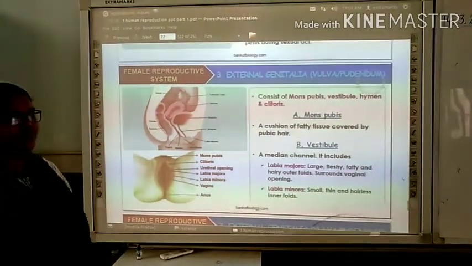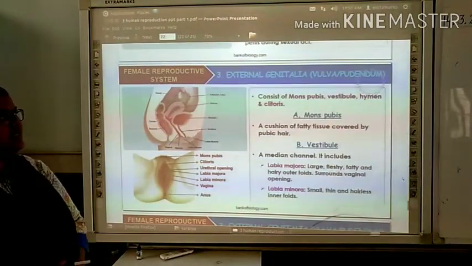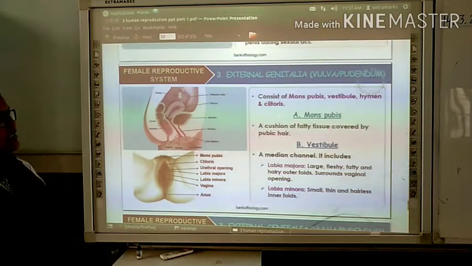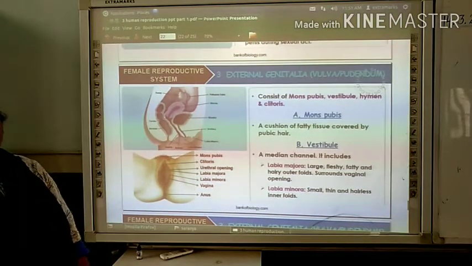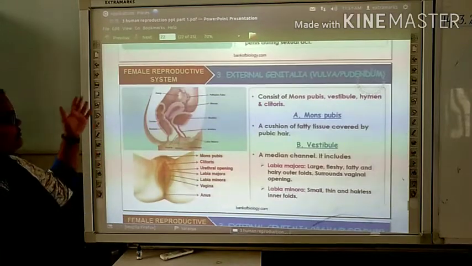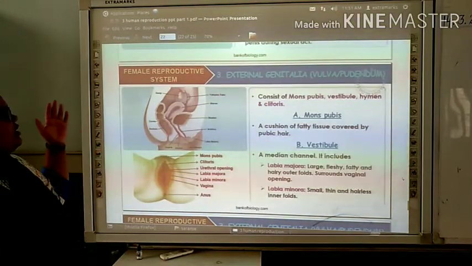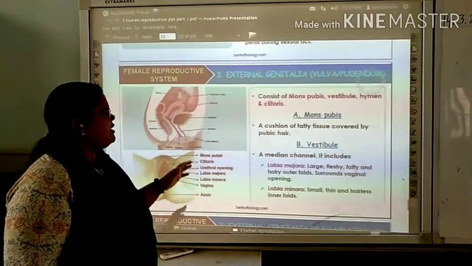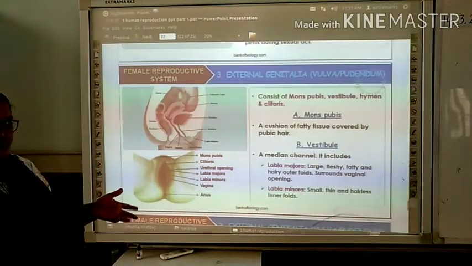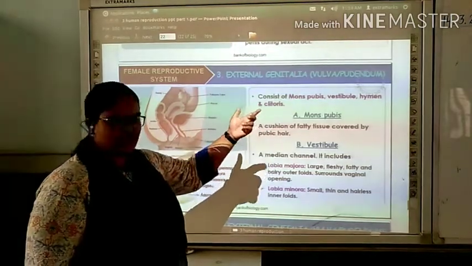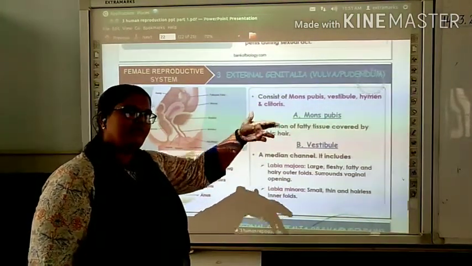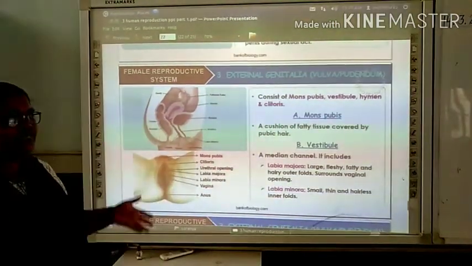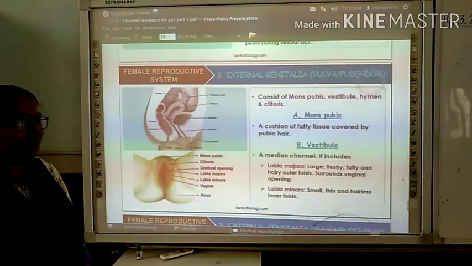Now the last part of the female reproductive system is the external genitalia, or we can say the vulva, a common name we are using. The external genitalia of the female reproductive system is called the vulva, right? It consists of different parts: mons pubis, vestibule, hymen and clitoris. These are all parts of the external genitalia, or vulva, right?